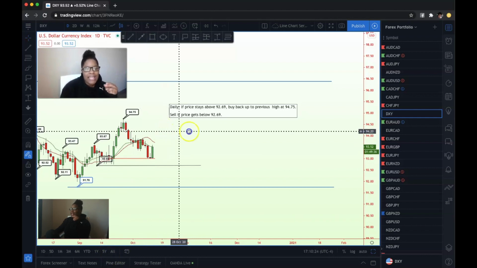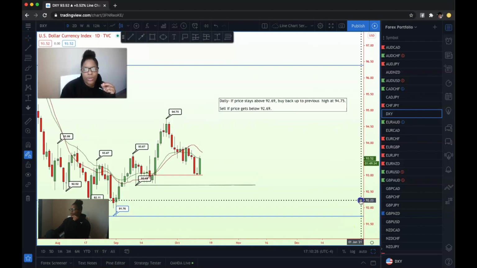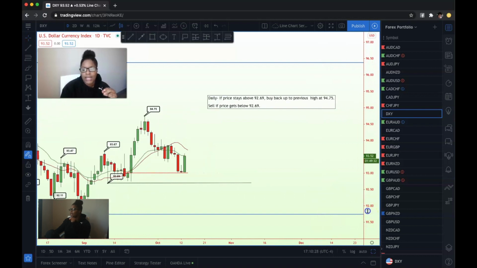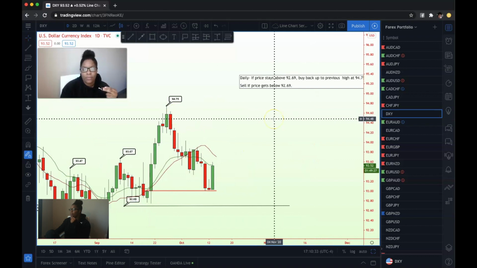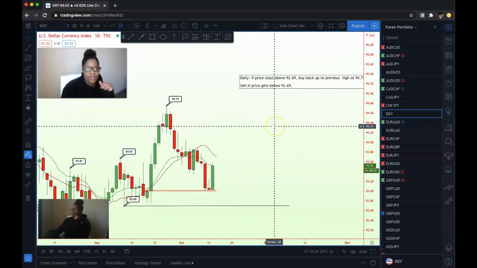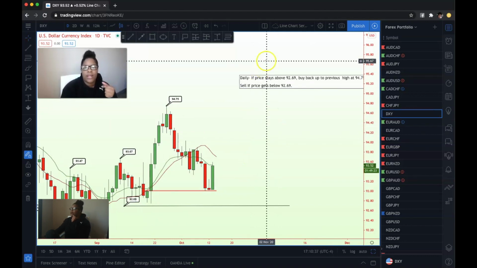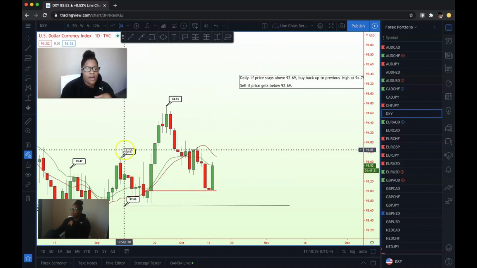So let's go ahead and get into the analysis. As always, y'all, we are going to start here on the dollar index. The reason why I love starting here on the dollar index is because it helps me better when I'm looking at USD Swiss and Euro USD, and to look at what the dollar is doing anyway. So, let's get into it.